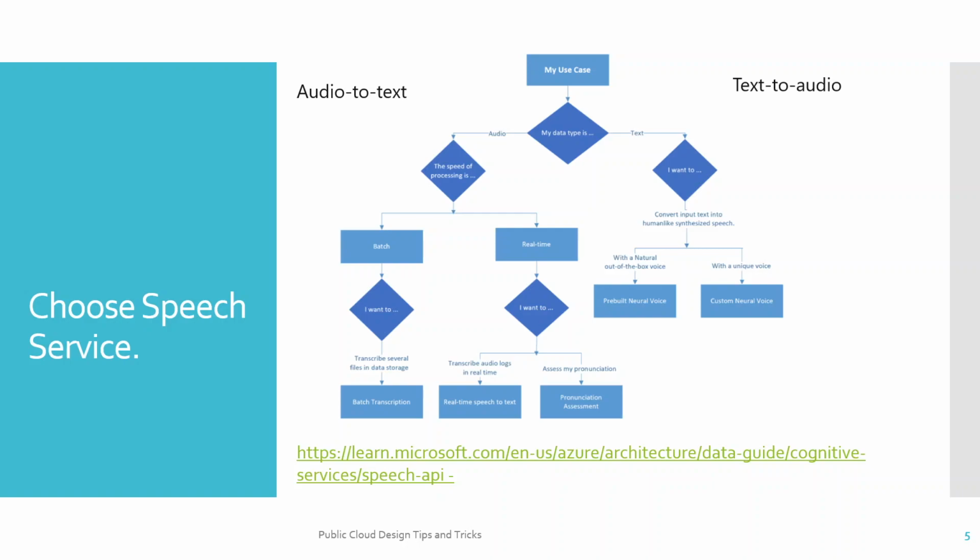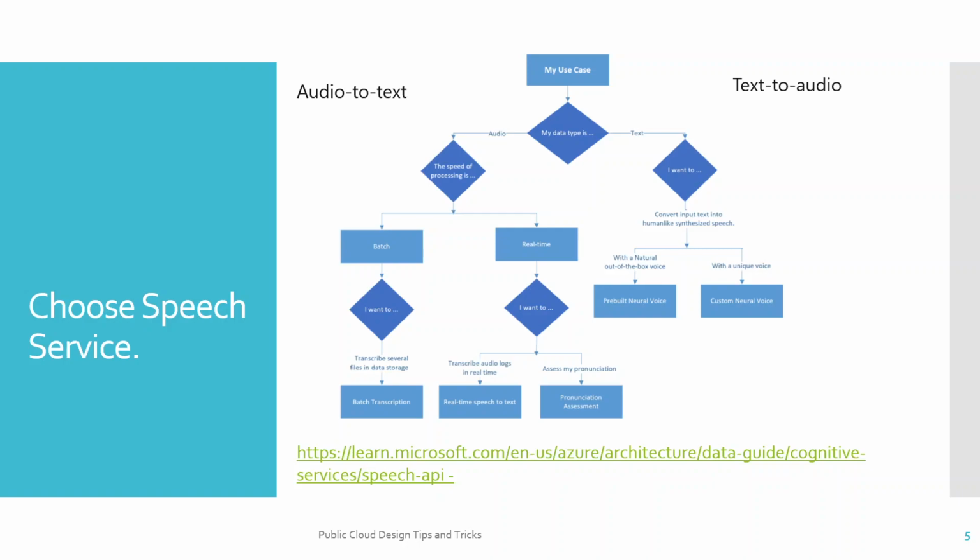In the left side, you can have a real-time conversion or you can have a batch conversion. So what is batch conversion? You are getting a series of audios and you convert them into a series of text files, to store in a storage area. That means transcribe several files into data storage. So that is the batch way of doing. Real-time is again divided into transcribe audio logs in real time and then assess my pronunciation. So that is pronunciation assessment.